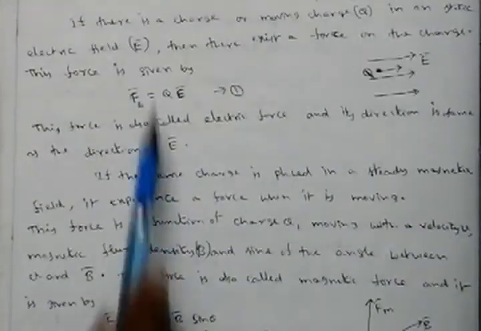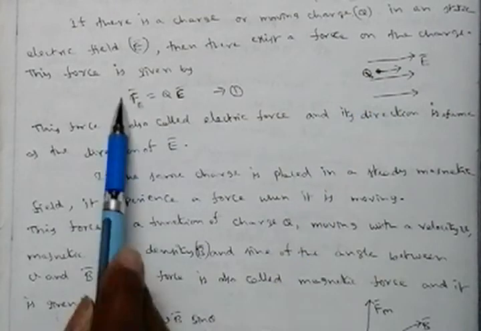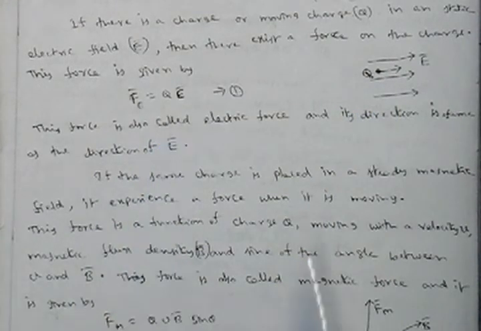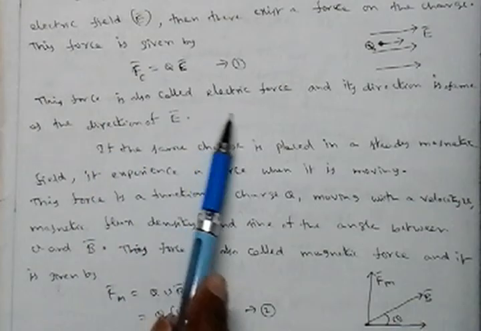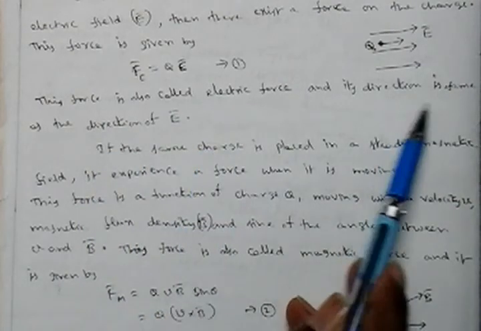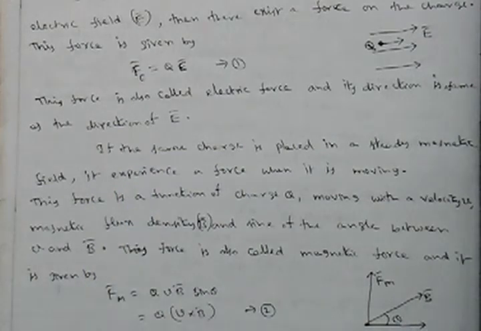So here the force experienced by this charge in the electric field is F_e bar equal to Q into E bar. This force is also called the electric force, and its direction is the same as the direction of E bar.